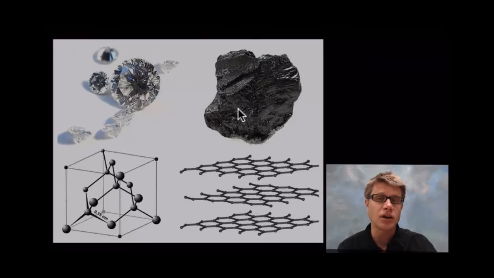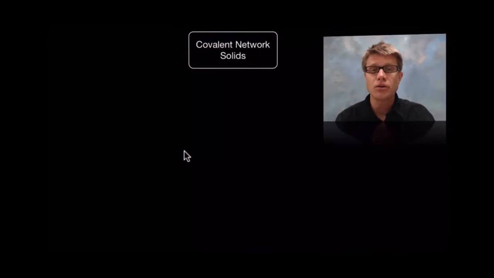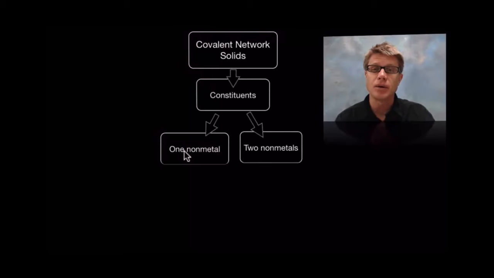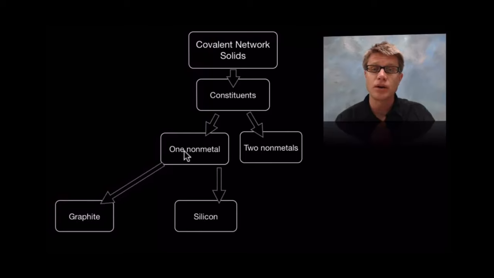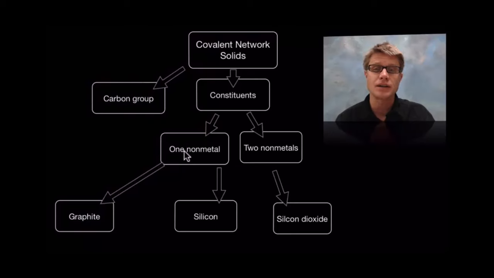But depending on how those carbon atoms are hooked together, we can have one of the hardest things on our planet, a diamond, or we can have something that is going to be broken by the paper that you're writing on. And so covalent network solids are made up of either one nonmetal or two nonmetals. An example of one nonmetal could be graphite or silicon that we use to make computer chips. An example of two nonmetals might be silicon dioxide, which makes up quartz.